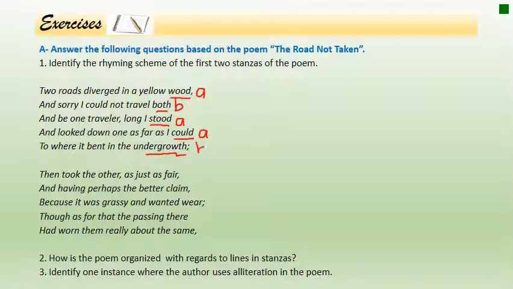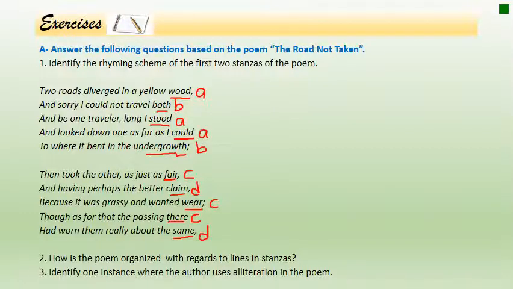B. Rhymes with both. Then took the other as just as fair, and having perhaps the better claim, doesn't rhyme with anything, so a new letter. Because it was grassy and wanted wear, it rhymes with fair. Though as for that the passing there, also rhymes with wear and fair, had worn them really about the same, rhymes with claim.